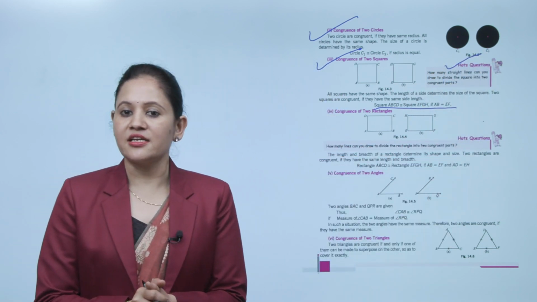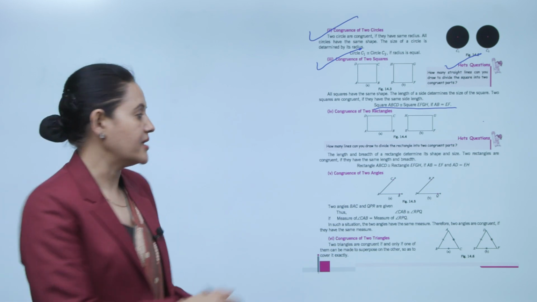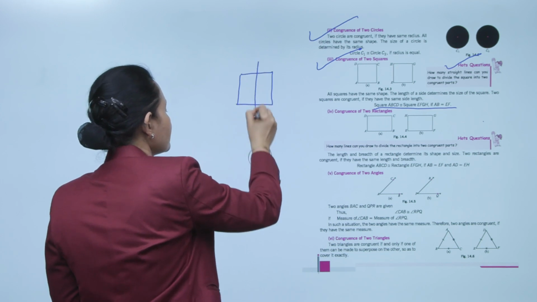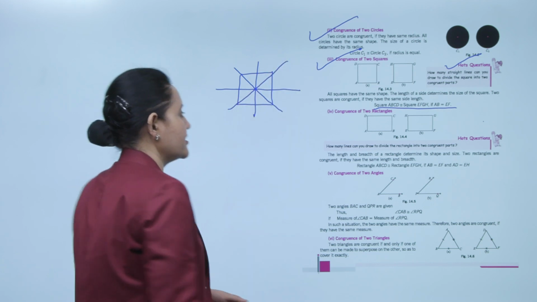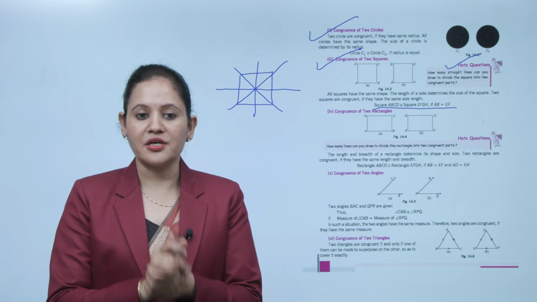Next is HOTS question. How many straight lines can be drawn to divide the square into two congruent parts? So we can draw 4 lines like this that will divide the square into two congruent parts.